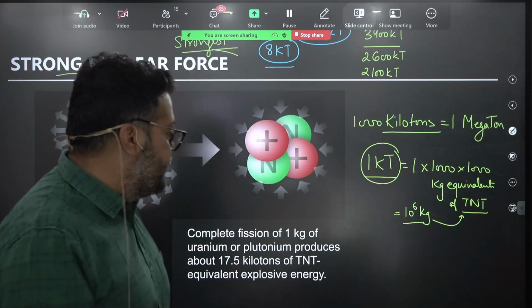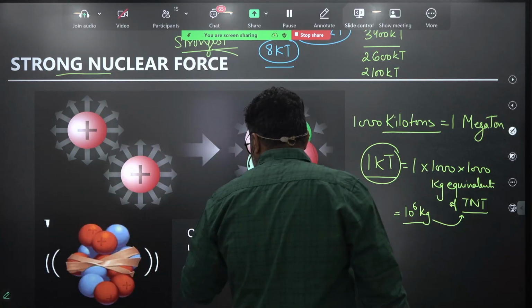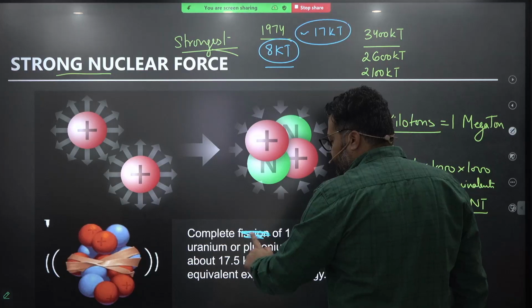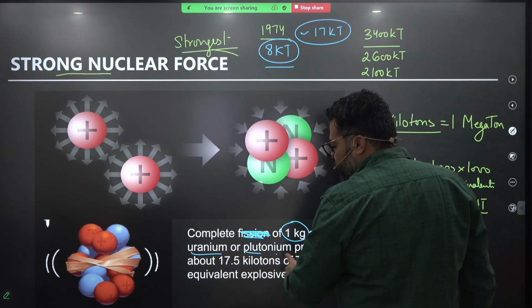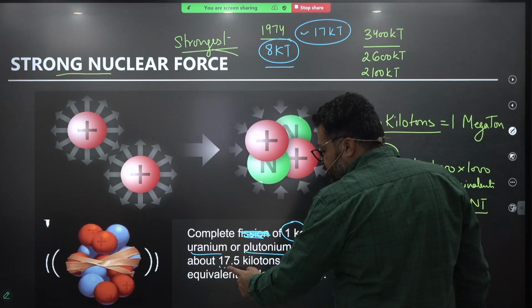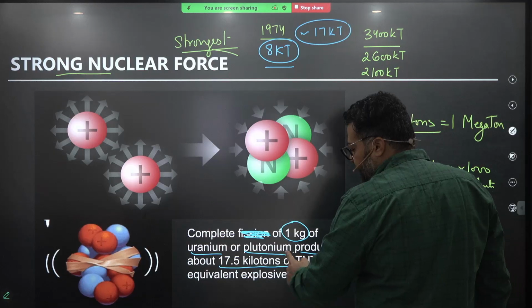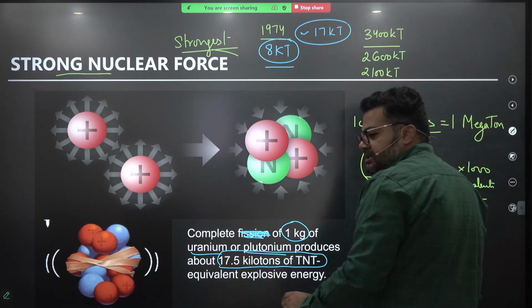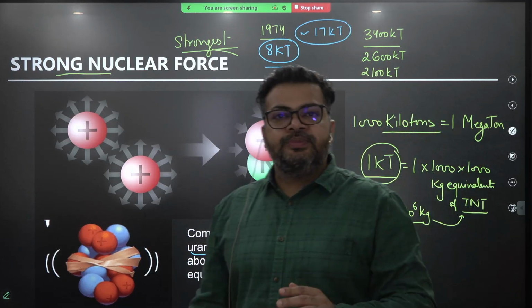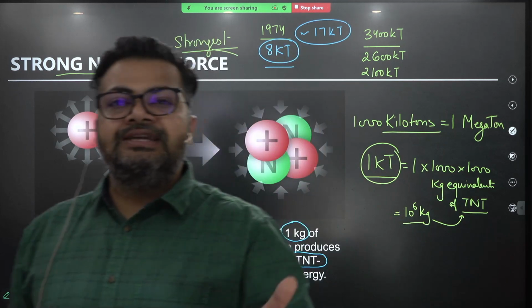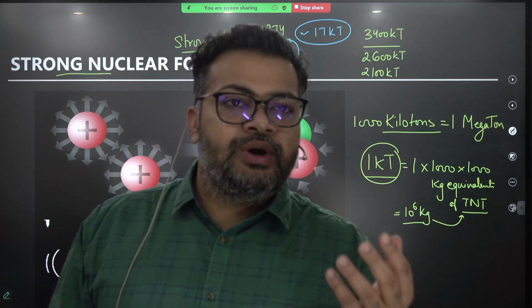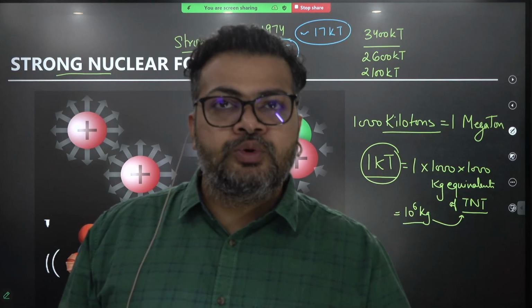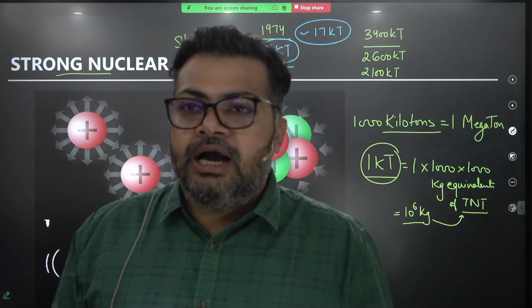And guys, just to give you a quick example, look at this. If you take 1 kilogram of uranium or plutonium, it will produce 17.5 kilotons of TNT. That means the bombs that were dropped on Hiroshima and Nagasaki were typically a 17 kiloton bomb, right? A 1 kilogram bomb. It was just having 1 kg of uranium or 1 kg of plutonium, and that's it. Are you guys able to get it?